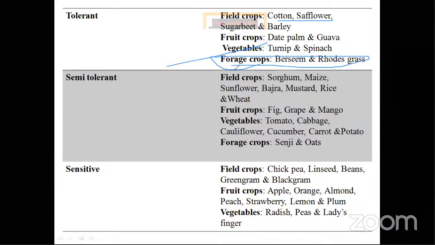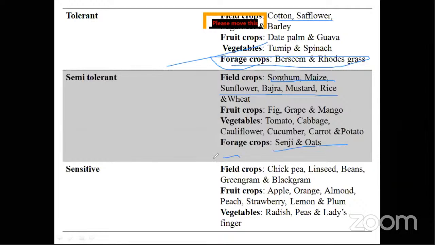And next is semi-tolerant. Sorghum, maize, sunflower, bajra, rice, wheat, all these crops are semi-tolerant crops. That means they are neither tolerant nor sensitive. Forage crops like senji are semi-tolerant to salts.